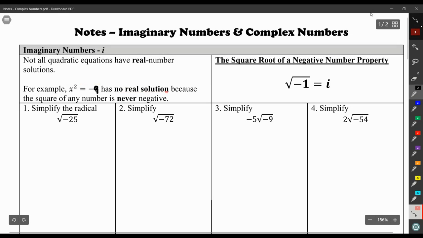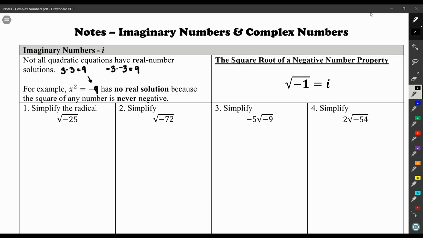And the reason is because there is no number that when you square it, you get negative 9 as a result. If we try to take 3 and multiply it by itself, you end up with a positive 9, which isn't what I have here. If you try negative 3 times negative 3, you still end up with positive 9. So no matter what you try to square, there's nothing that's going to give you negative 9 as a solution. And so we say that this equation has no real solution.